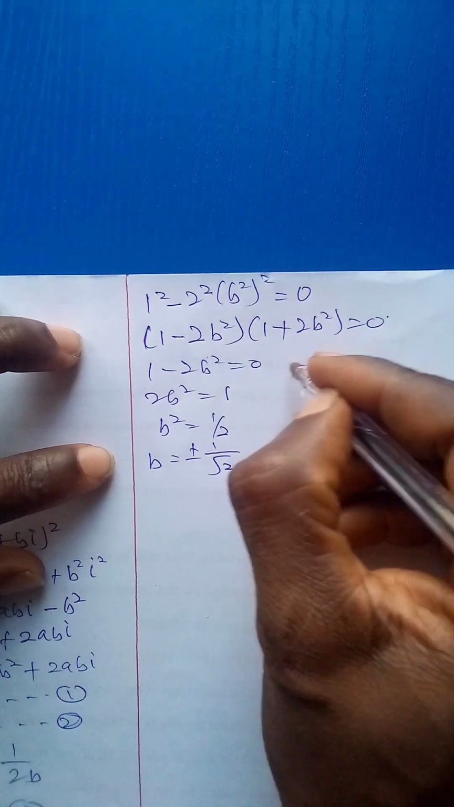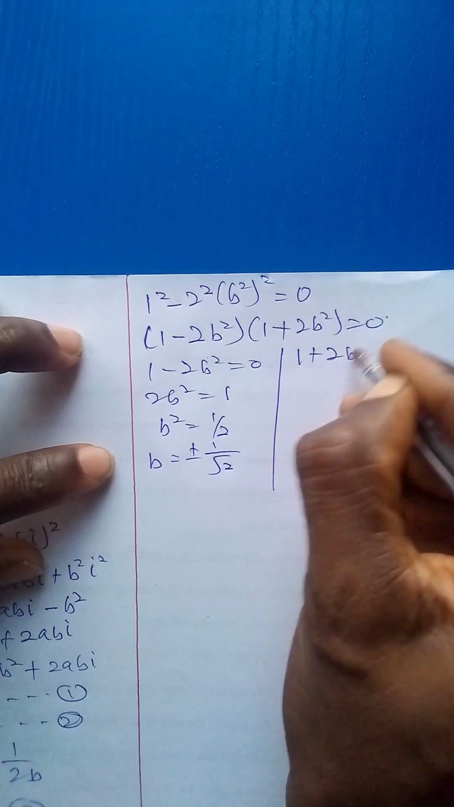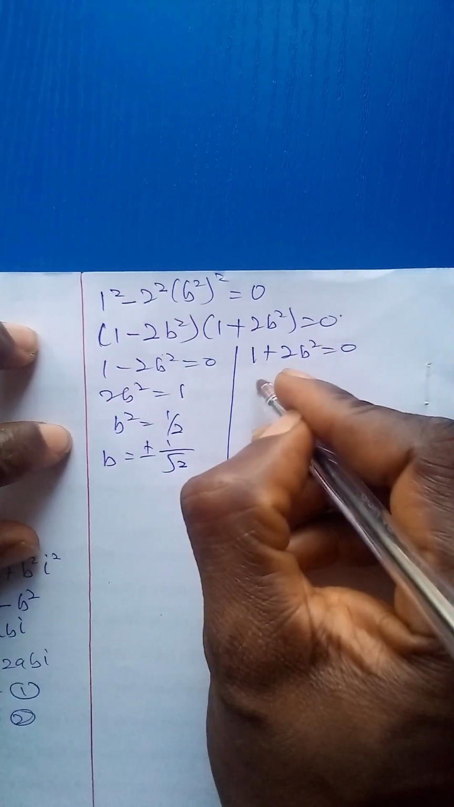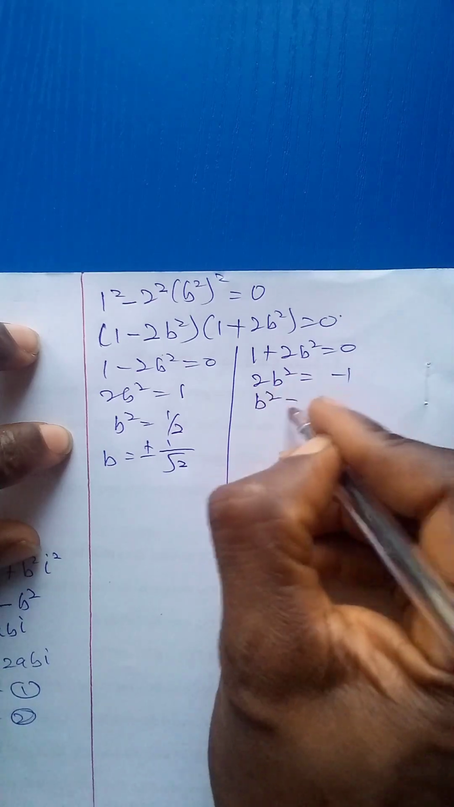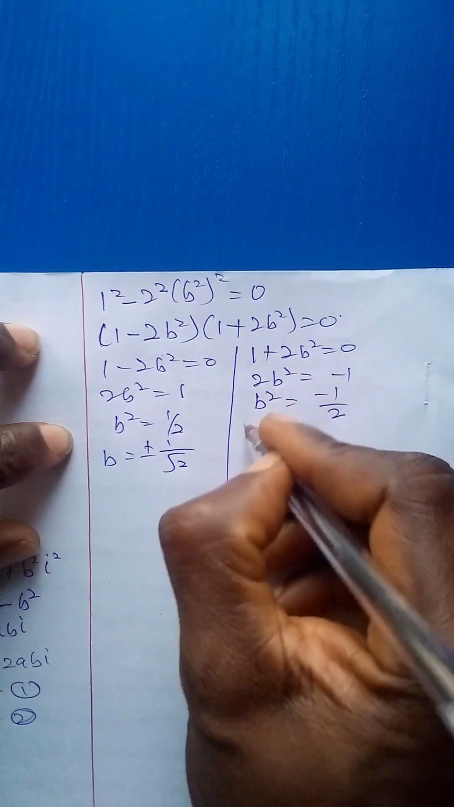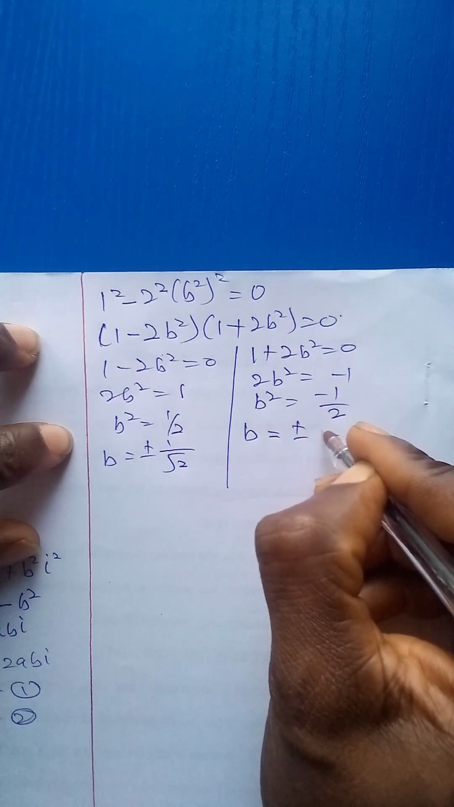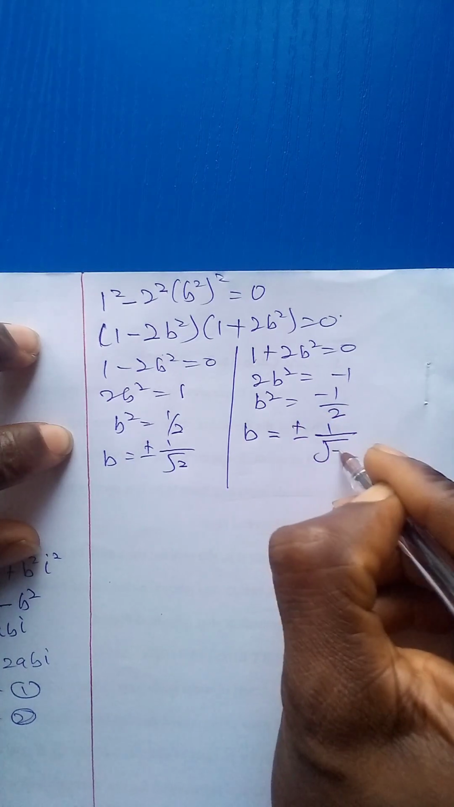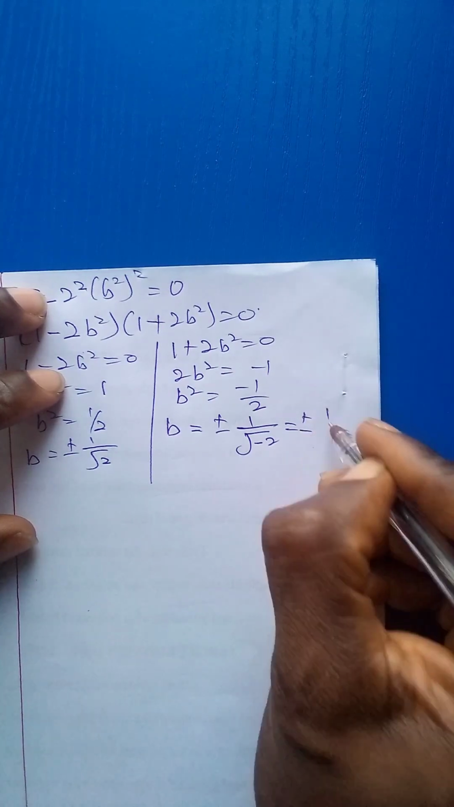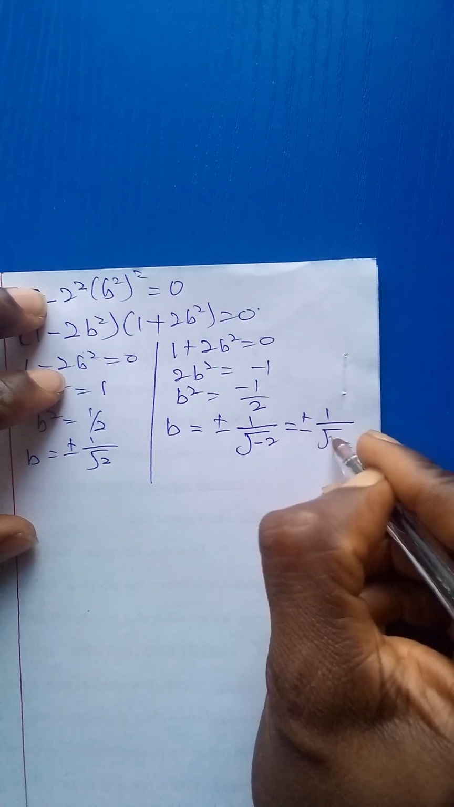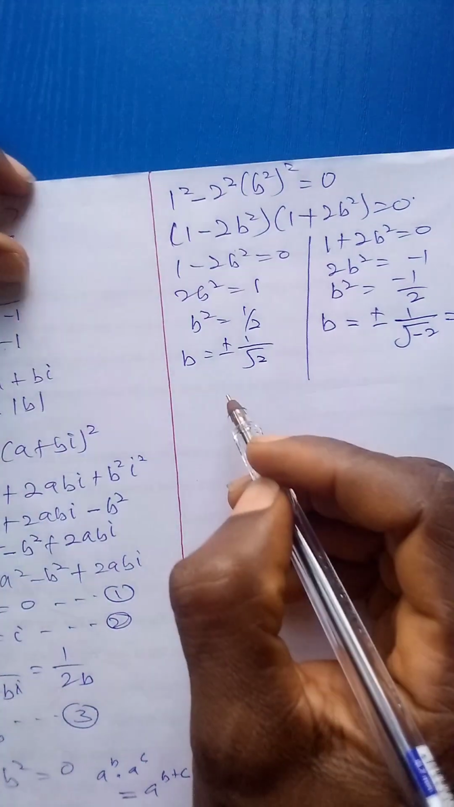Let us also remember that in this part, 1 plus 2b squared equals 0, and so 2b squared equals minus 1, or b squared equals minus 1 over 2, and then b is equal to plus or minus 1 over the square root of minus 2, which is the same thing as plus or minus 1 over the square root of 2i. Good.